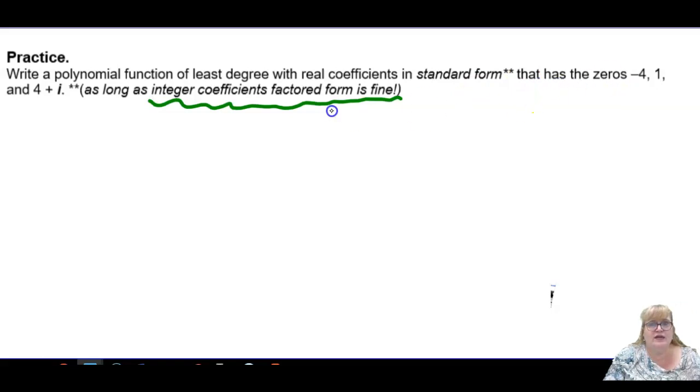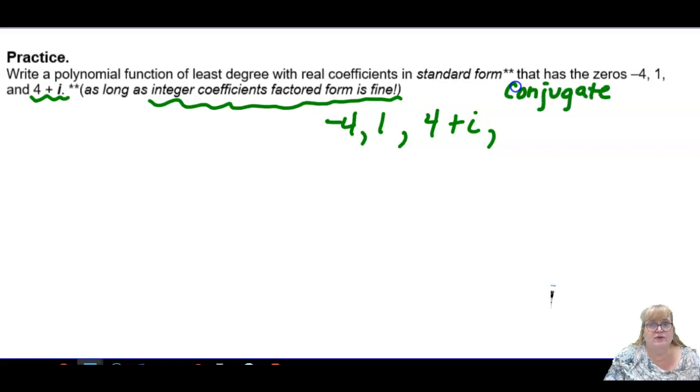Has zeros at negative 4, positive 1, and this is a number altogether here. It's 4 plus i, not a 4 and an i, it's a 4 plus i. So we need the conjugate to also be a zero. So we would have 4 minus i. In order to have a 4 plus i, there has to be a 4 minus i, which makes this at least degree 4.